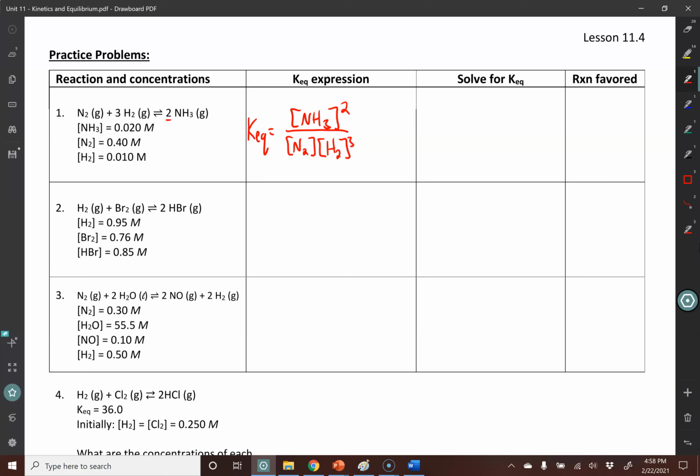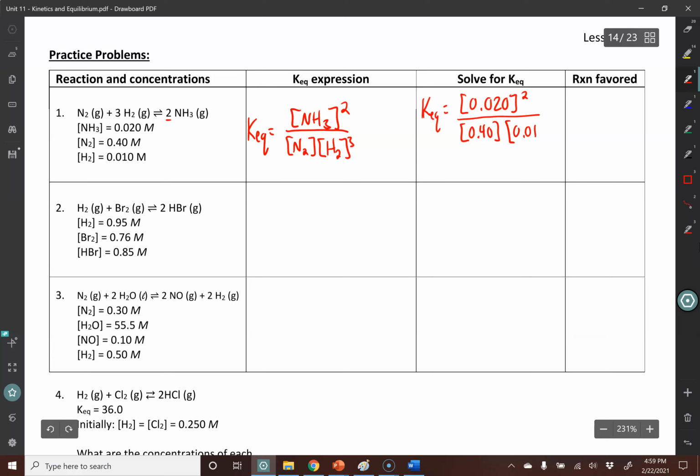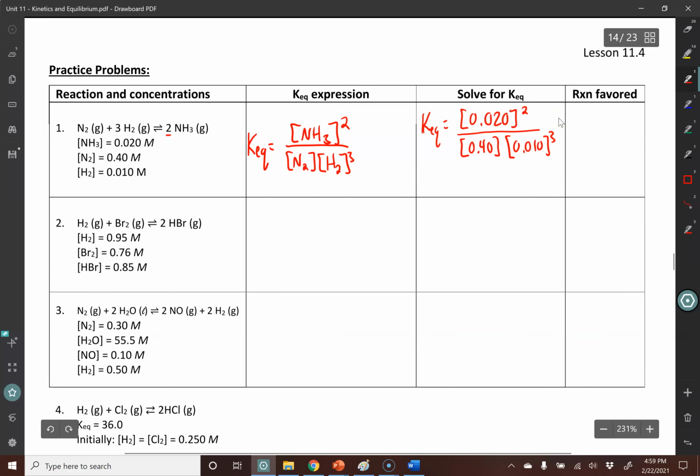Next, we're asked to solve for Keq. So we want to go through and really just fill in the numbers. Got my concentration of ammonia at 0.020 squared, and the concentration of N2, 0.4, and H2, 0.01 molar to the third power. Go ahead and grind through the calculation. Once you finish your calculation, you should come up with, in this case, a Keq equal to 1,000.